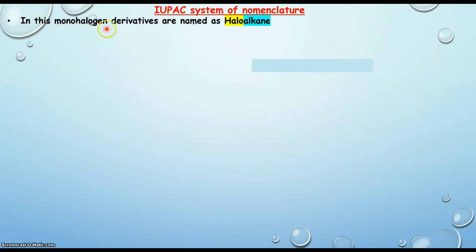In this, monohalogen derivatives are named as haloalkanes. For example, CH3CH2Cl. The halogen here is chlorine, that's why the name will start with chloro. The straight chain contains two carbon atoms, so the alkane is ethane. Therefore, its name is chloroethane.